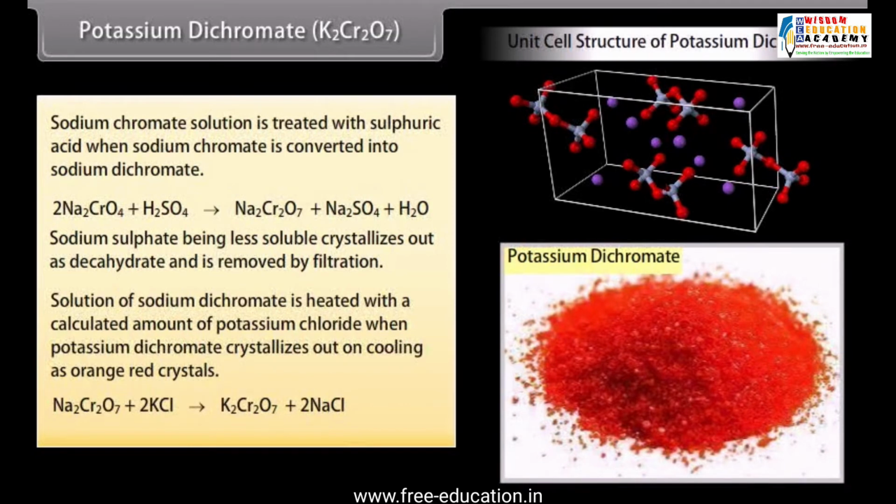Solution of sodium dichromate is heated with a calculated amount of potassium chloride when potassium dichromate, being much less soluble than sodium salt, crystallizes out on cooling as orange-red crystals.